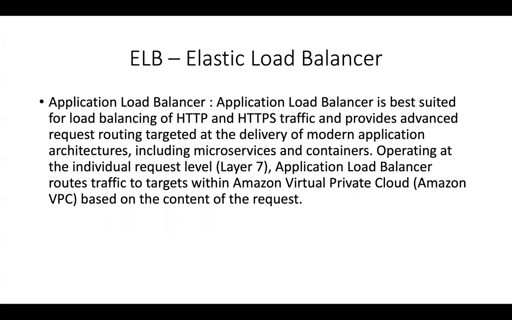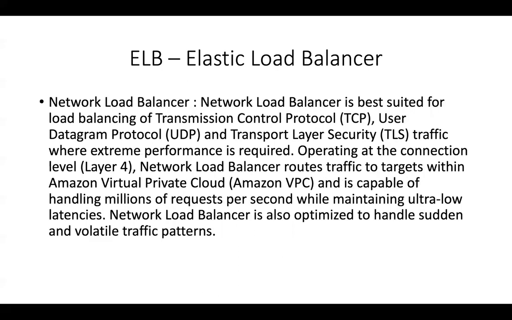So similarly, since we have one application load balancer on layer 7 of the OSI model, we also have a network load balancer that works on layer 4, right? And this network load balancer is best suited for load balancing traffic of TCP and UDP. TCP is transmission control protocol, and UDP is user datagram protocol. And it allows us to also have TLS security, and is used where extreme performance is required. So it operates at layer 4, and it's capable of handling millions of requests per second while maintaining ultra low latencies. Okay, so our lab will be based on the application load balancer, but you can also try out spawning network load balancers and so on.